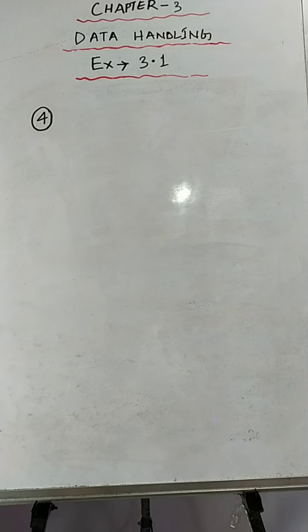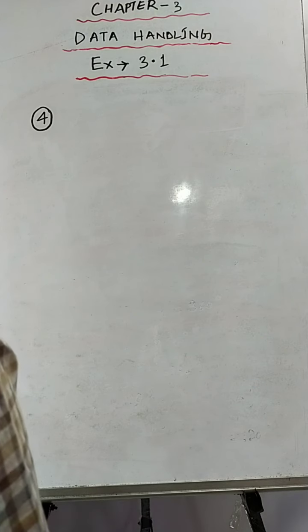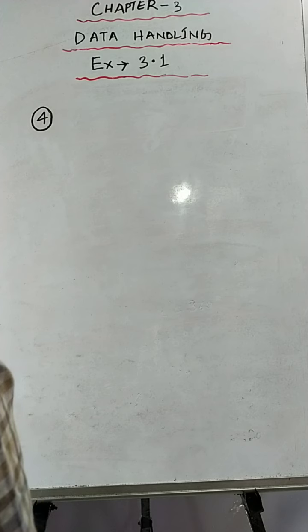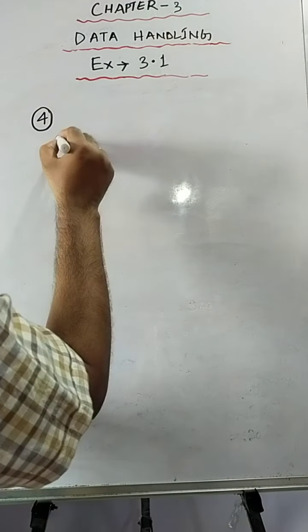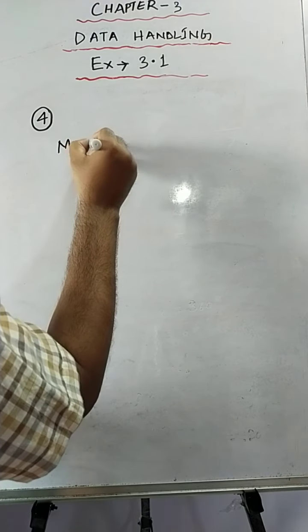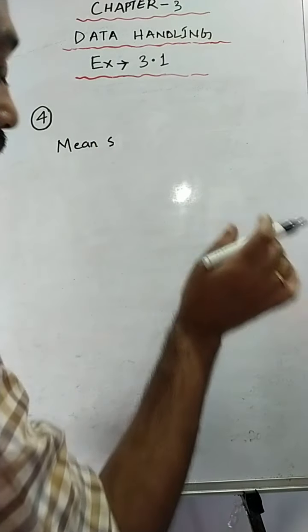In the first inning he scored 58 runs, second innings 76, third innings 40, fourth 35, fifth 46, sixth 45, seventh innings 0, and eighth innings 100. We have to find the mean score. So if I have to find the mean score, what should I write? What is mean? Total sum by total number.